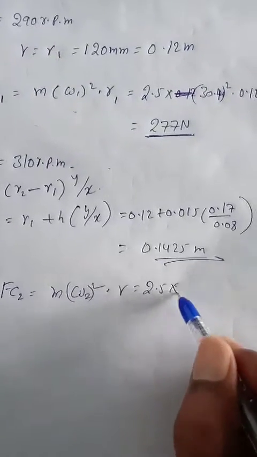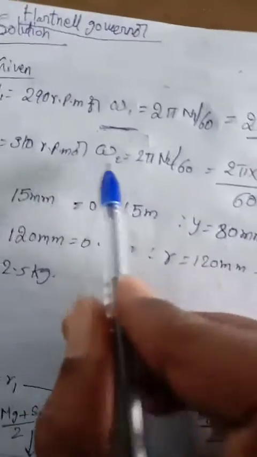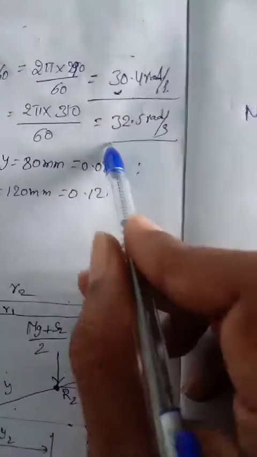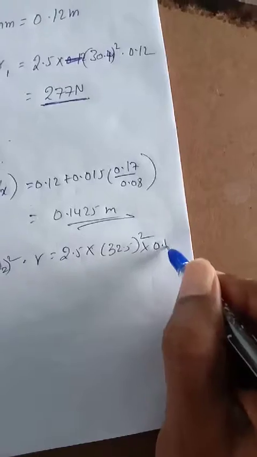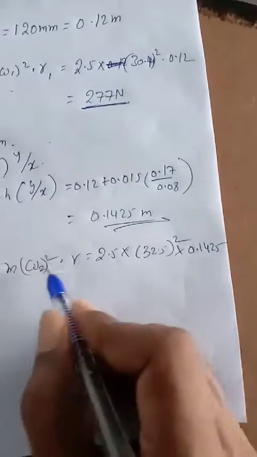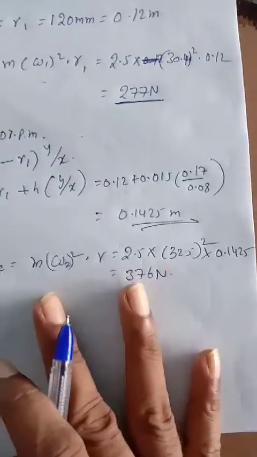Then 2.5 into 32.5 whole square. Here omega 2 is there, the value 32.5 radians per second square, into 0.1425. So that is equal to 376 newtons.